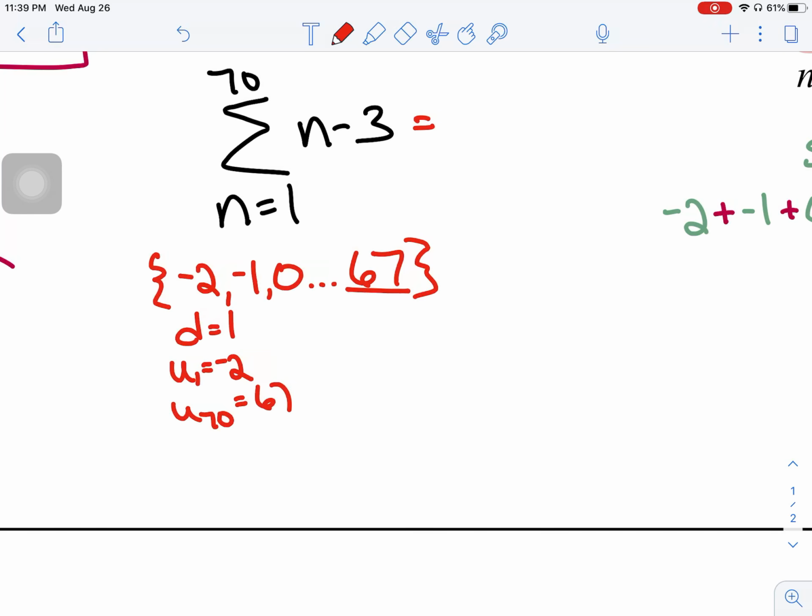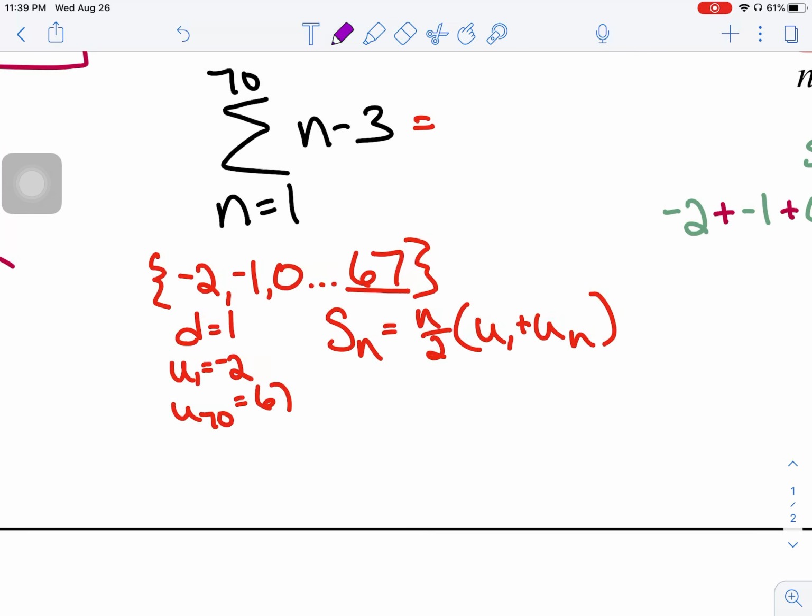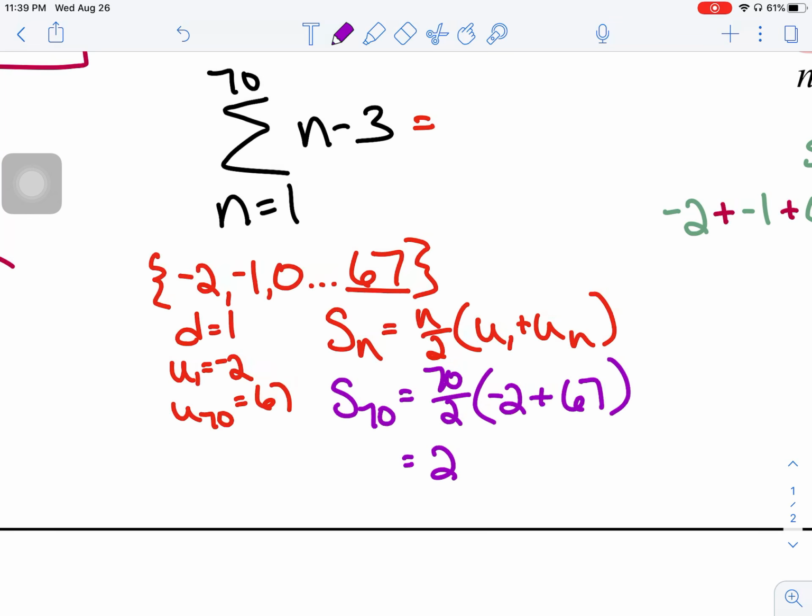Now, using our arithmetic sum, so S sub n is equal to n over 2 times u sub 1 plus u sub n. Do a little substitution here. We have 70 terms, so S sub 70 is equal to 70 over 2 times our first term plus our last term. Into a calculator it all goes, and you get 2,275.